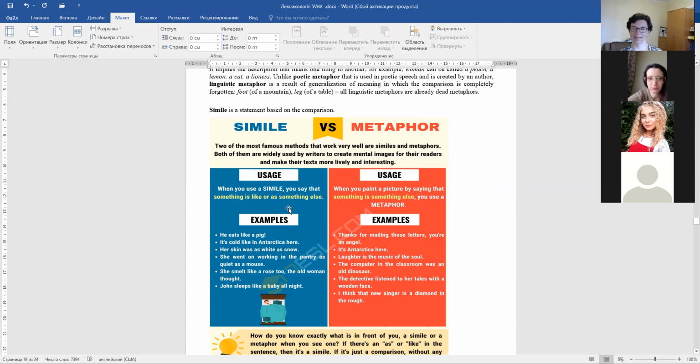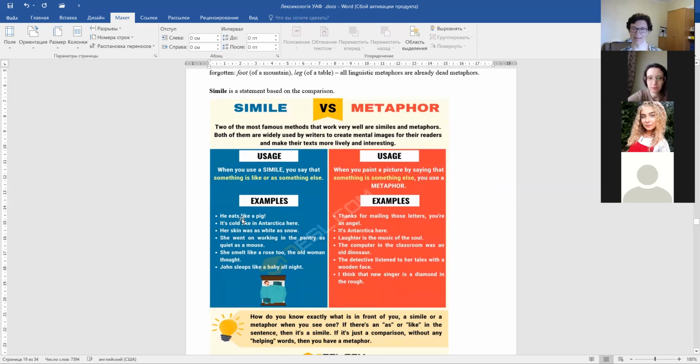Examples of simile. He eats like a pig. It's cold like in Antarctica here. Her skin was white as snow. She went on walking in the country as quiet as a mouse. She smelled like a rose too. The old woman thought, John sleeps like a baby all night.